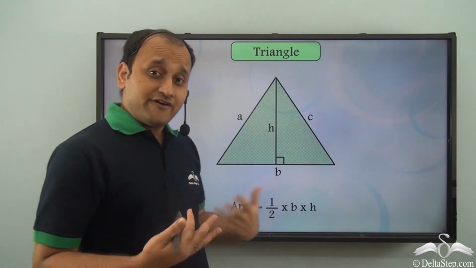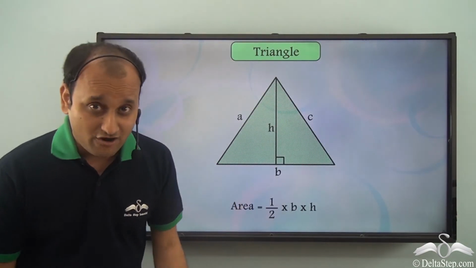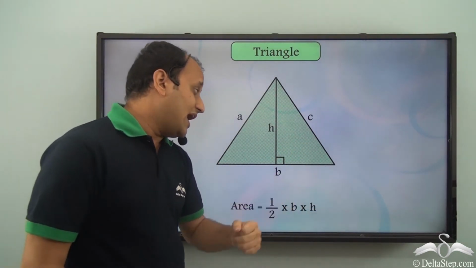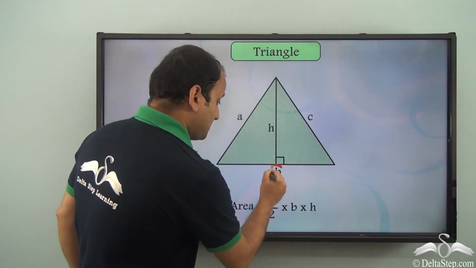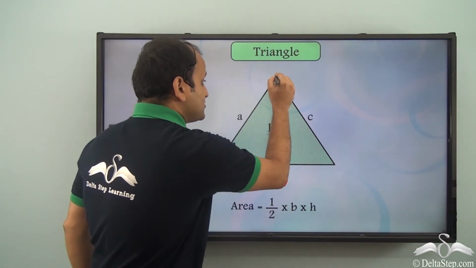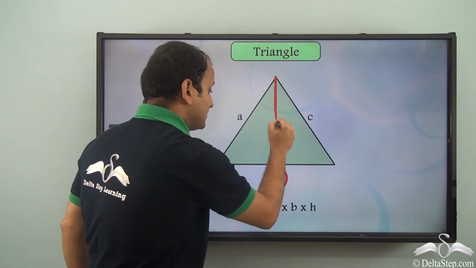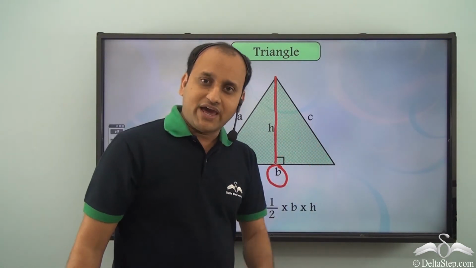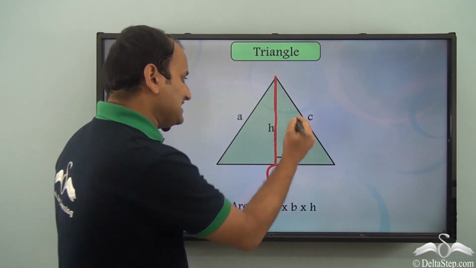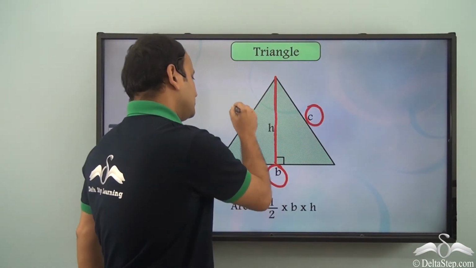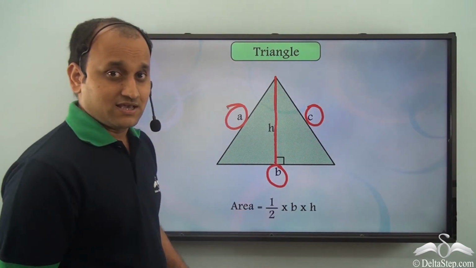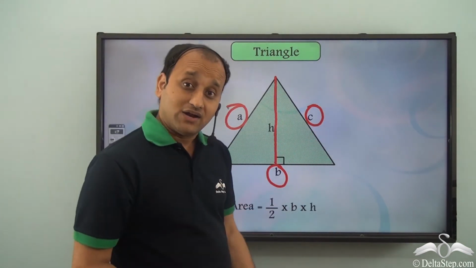So you see, whenever you need to calculate area of a triangle, you use the formula half into base into height. So if you consider this as the base, then you can drop a perpendicular from the opposite vertex, and this will give you height of the triangle. Now you can consider any side as the base. You can consider A as the base, C as the base, or B as the base. But you will have to drop a perpendicular accordingly.